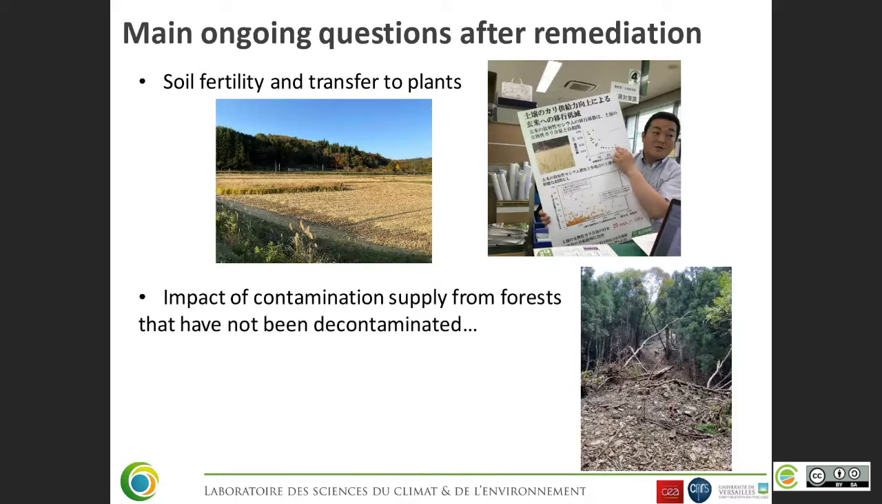And then we have, this happened after a very strong typhoon in 2019. It was a big erosion event in forest that has not been decontaminated. So it's also a question about the perennial supply of contaminated sediment from the forest, now that the cultivated land has been decontaminated.